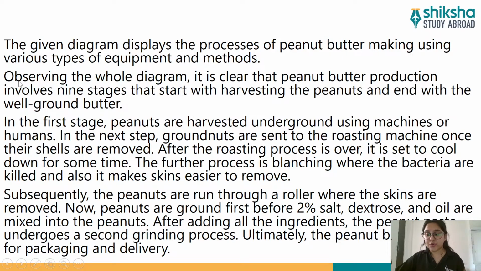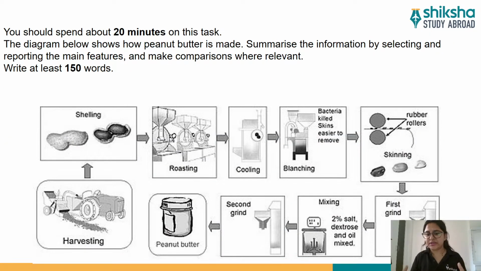So second paragraph says overview, the focus of the main features says, observing the whole diagram, it is clear that peanut butter production involves 9 stages that start with harvesting the peanuts and end with the well ground butter. So you can see how they have mentioned the summary of all the 9 stages in one sentence. This is how you have to provide. In case you feel that there is no striking feature or no one particular important process or stage which I can talk about.